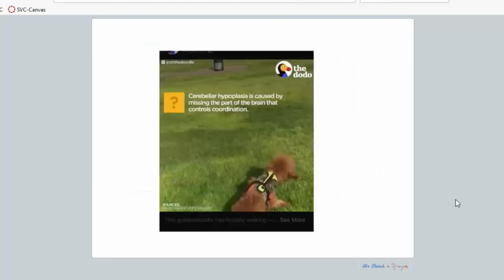And this made me sad, but I thought I'd put it on just as an example of this. This isn't a video, but you can probably look up the video. This dog here has what's called cerebellar hypoplasia, basically missing part of the cerebellum. And if you watch this video, it's on the Dodo here, you can see that this dog has ataxia. It's having trouble walking and coordinating its movements. This golden doodle.